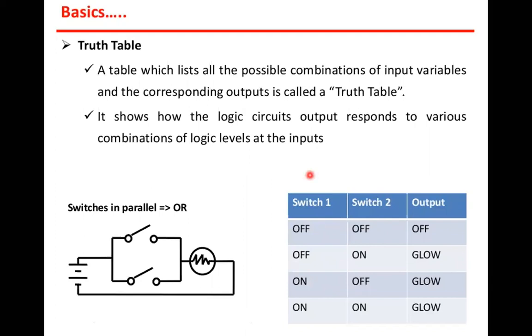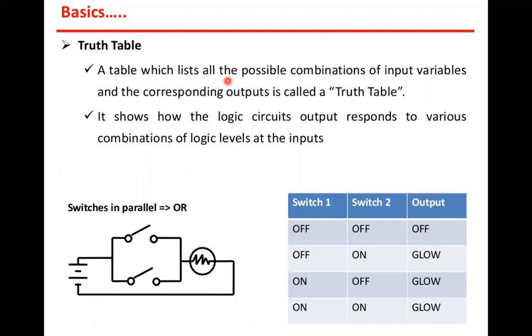Now, what is a truth table? A table which lists all the possible combinations of input variables and the corresponding outputs is called a truth table. It depends on the number of inputs we are giving to that particular gate. So all the possible combinations of input given to that gate and the output, if you summarize and put into a table, that is called a truth table. It shows how the logic circuit's output responds to various combinations of logic levels at the input.